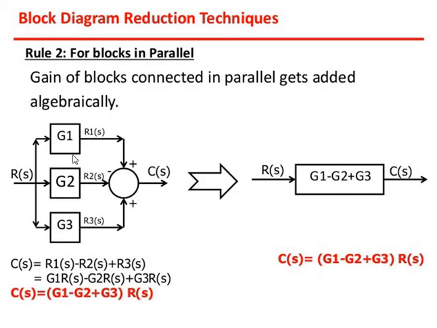So if we reduce this block, it becomes input RS, output CS, and block gain G1 minus G2 plus G3. So the output is defined as the input times the gain. So CS equal to G1 minus G2 plus G3, the gain of the block, times RS, the input. So these two are the same. So we can reduce this block in this manner.